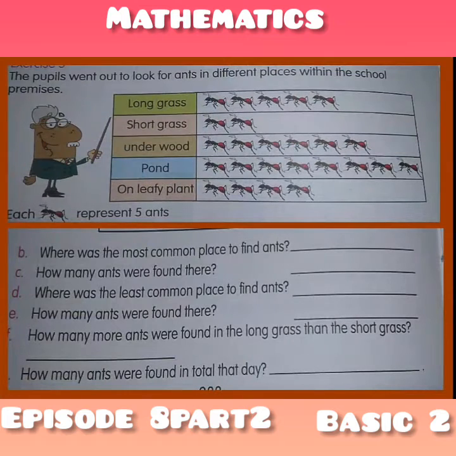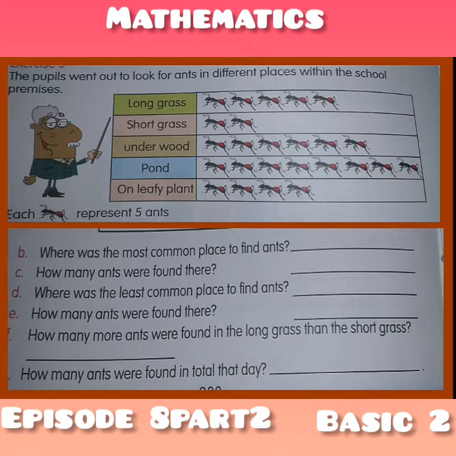Let's consider questions with bar charts. We'll first of all answer these questions before we go into the graphical display. The pupils went out to look for ants in different places within the school premises. Long grasses, short grasses, under the wood, in the pond, and on leafy plants. Note, each ant represents 5 ants. Therefore, for each location, you multiply the sum by 5.